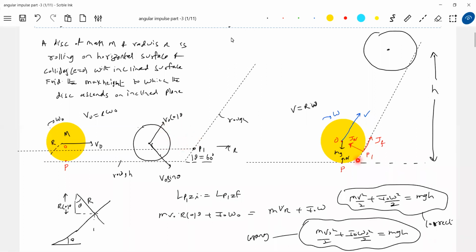You should consider angular momentum not about P. Sir, why don't you consider about P? If you consider about P, what happens? Impulse due to mg and N will be 0. What about impulse due to this? It will be non-zero. So therefore, angular momentum is considered only about point P1.